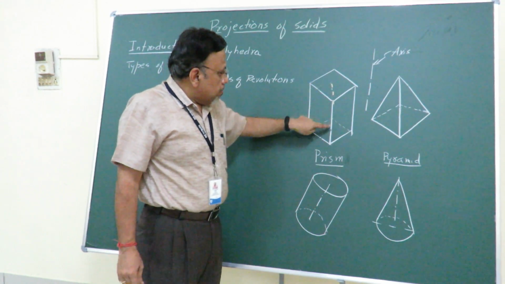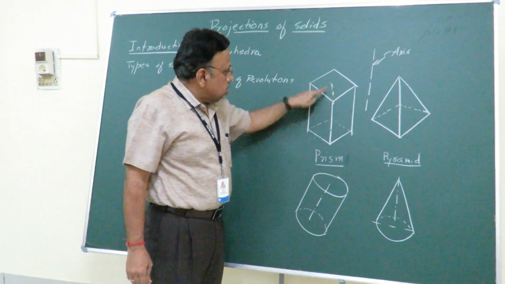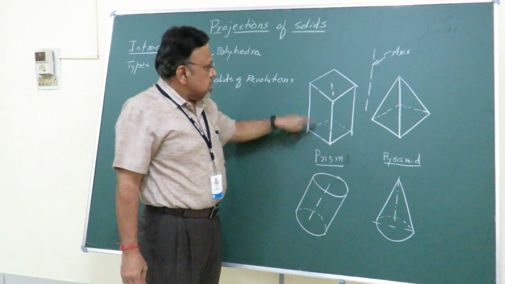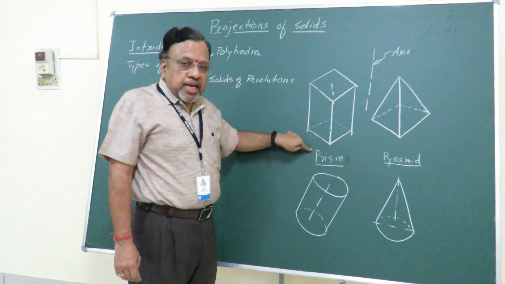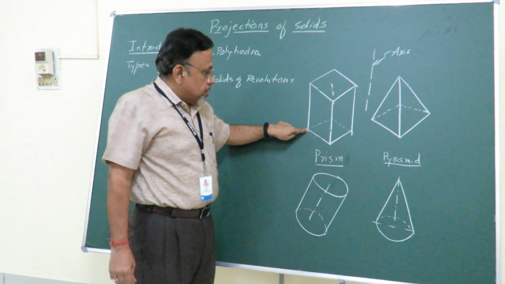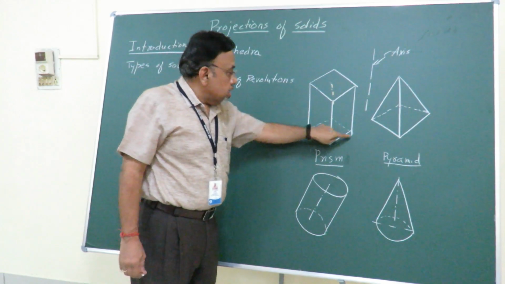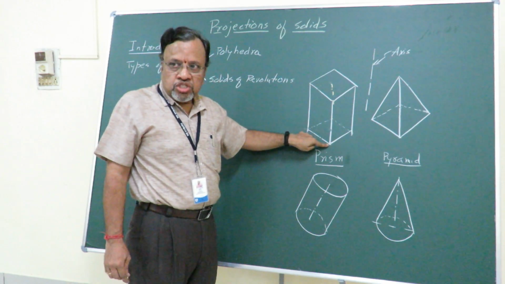Then that particular imaginary line can be considered as an axis, and in this particular case this axis is perpendicular to the base. Since the axis is perpendicular to the base, we consider this particular prism as a right prism. Not only is it a right prism, it is also a regular prism. Why is it a regular prism? Because all the sides of these bases have equal dimensions.